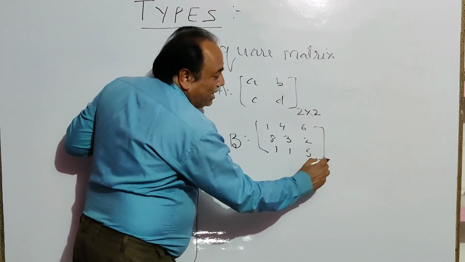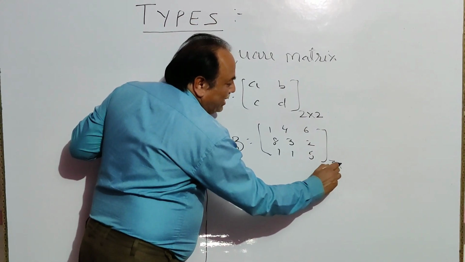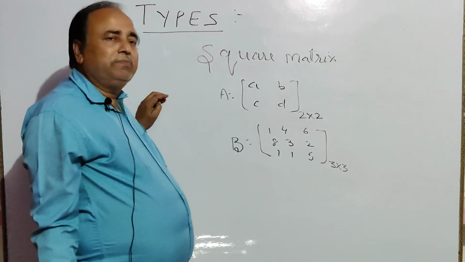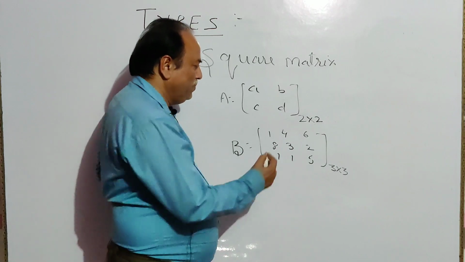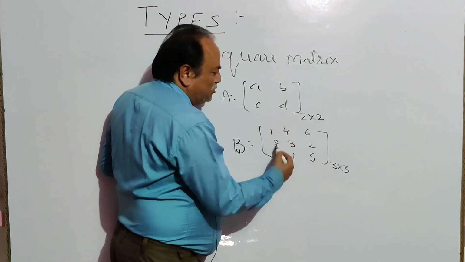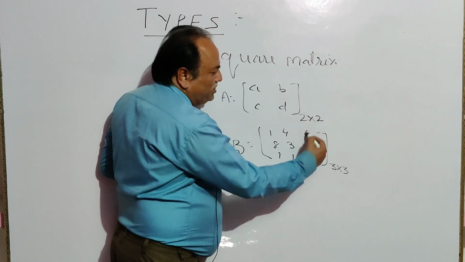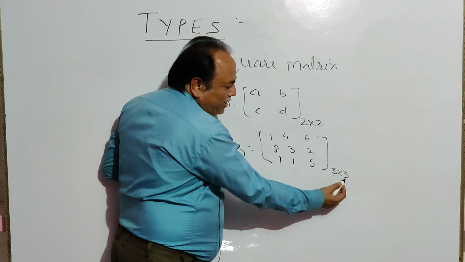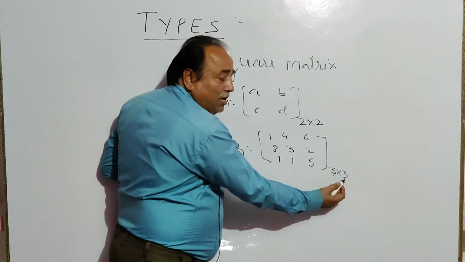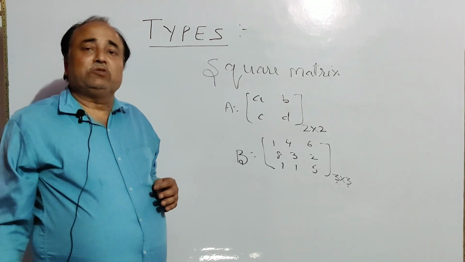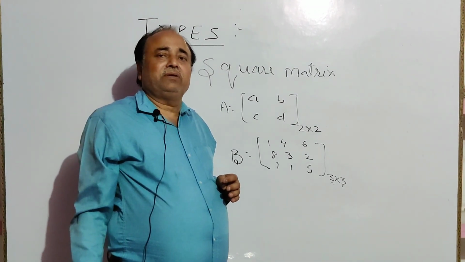Just see here, 3 into 3 is the order of this matrix. That means it has 3 rows. This is the first row, this is the second row, this is the third row, and this is the first column, this is the second column, this is the third column. So its order is 3 into 3. Just see, 3 rows and 3 columns. Both of them are equal. The number of rows and the number of columns are equal. Then the matrix is known as a square matrix.